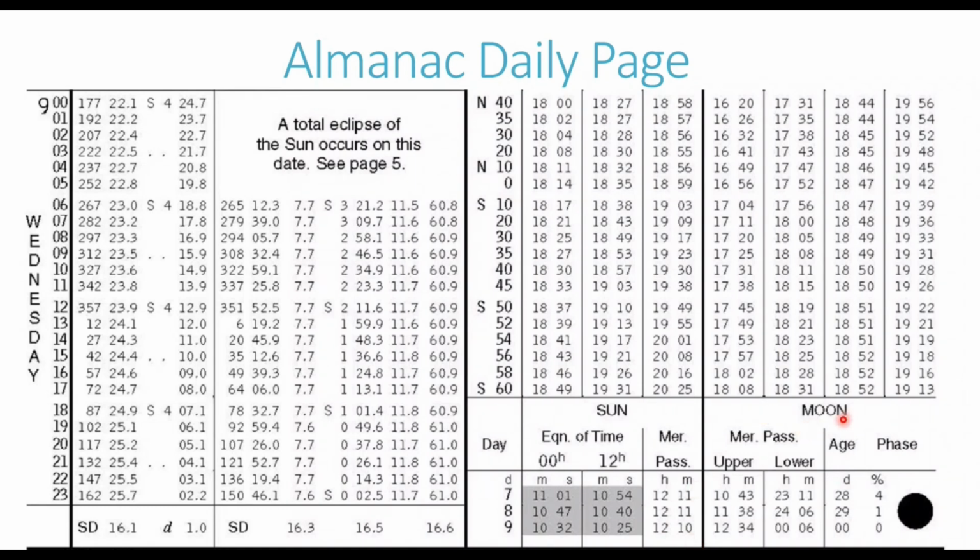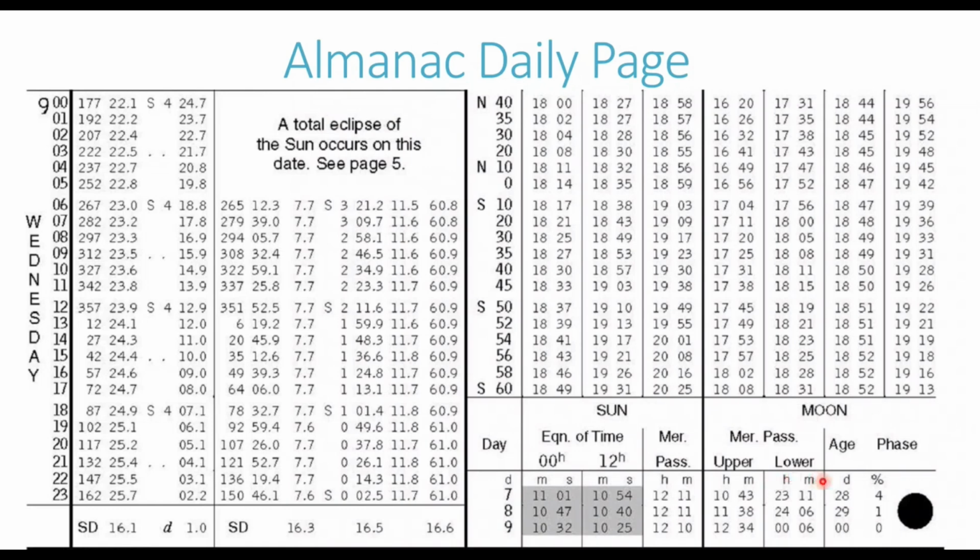Coming to the right, you have the box for the moon. You have the meridian passage time of the moon given, upper and lower passages. Now this upper and lower basically stands for upper meridian passage and lower meridian passage. What is this upper and lower meridian passage? Upper meridian passage is on the observer's meridian. Lower meridian passage is on the observer's inferior meridian.